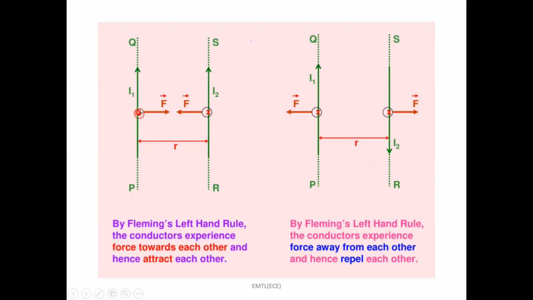The first one is when the currents passed through these two conductors are in the same direction. Then, according to Fleming's left-hand rule, the conductors experience force towards each other and hence they attract each other. And the second case is when the currents passed through the conductors are in opposite directions. According to Fleming's left-hand rule, the forces move away from each other. That means they repel each other.